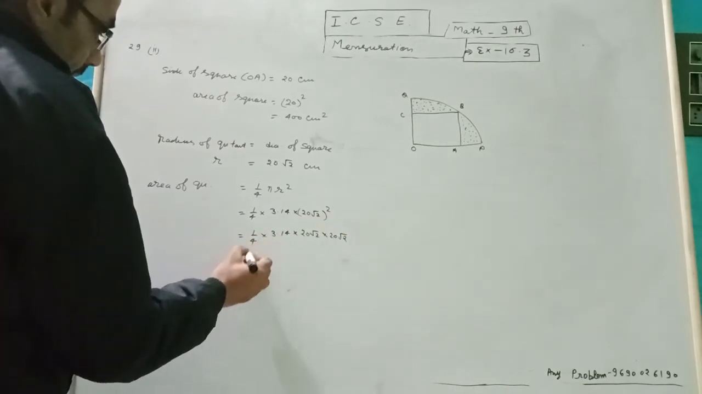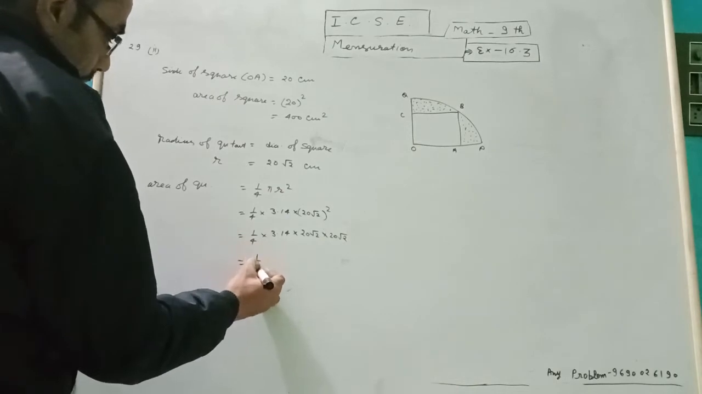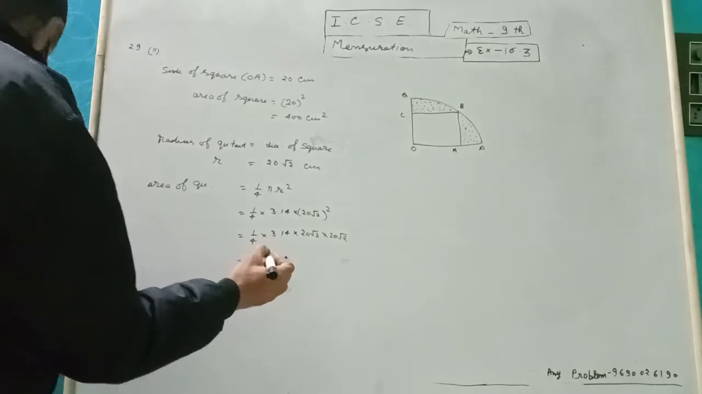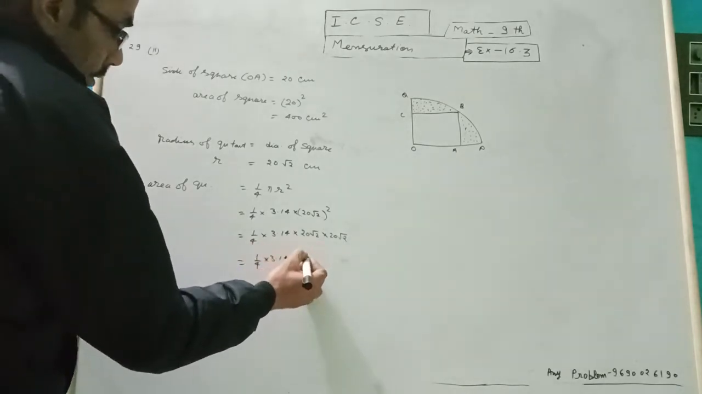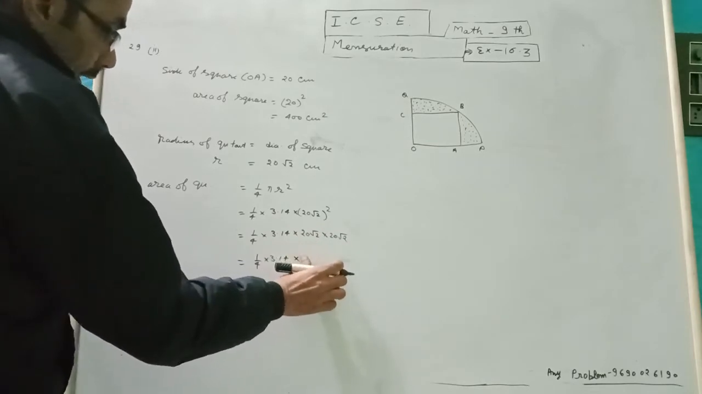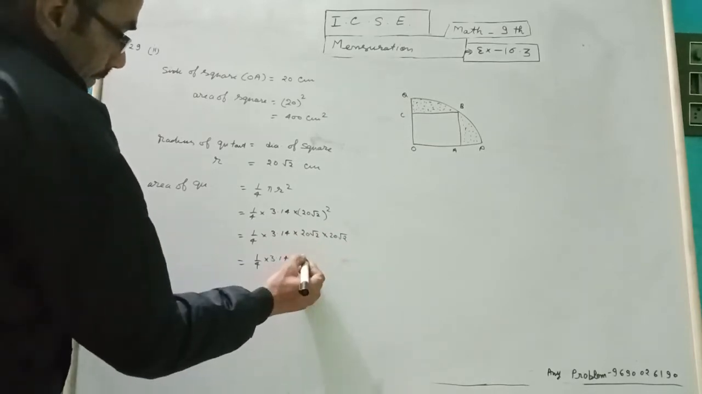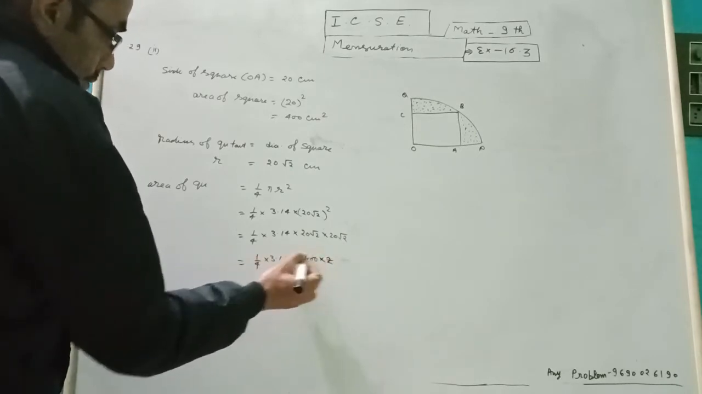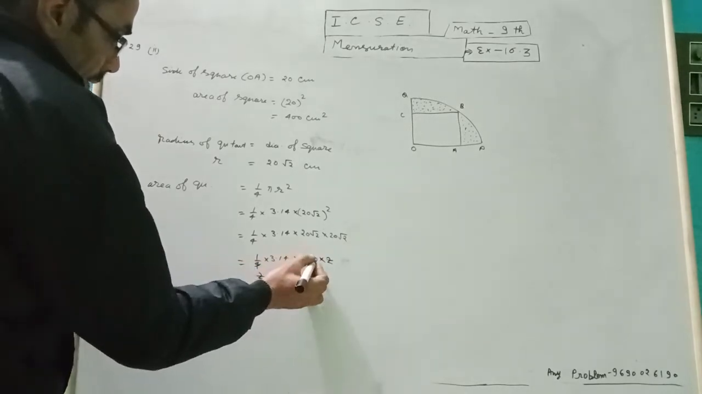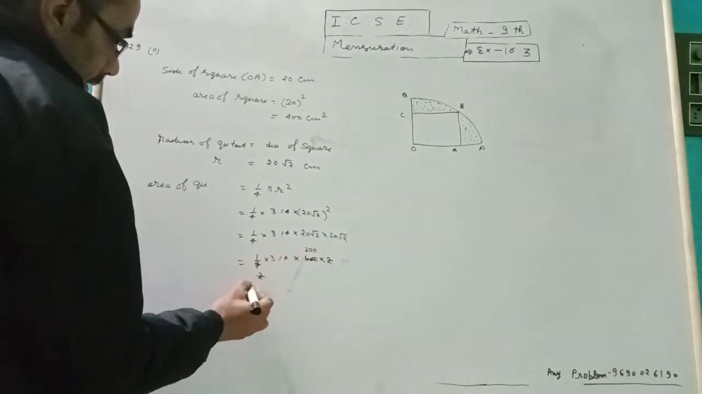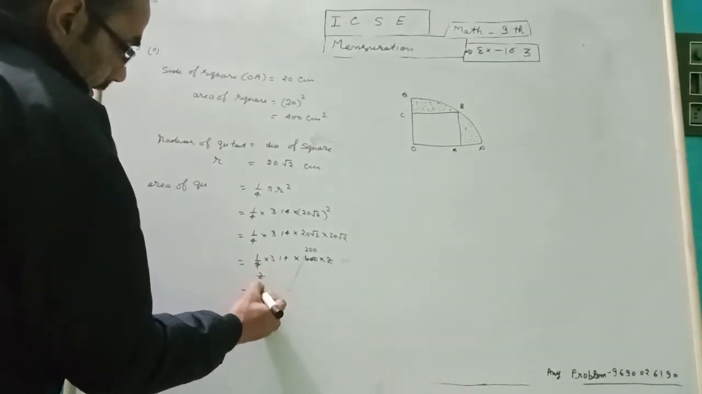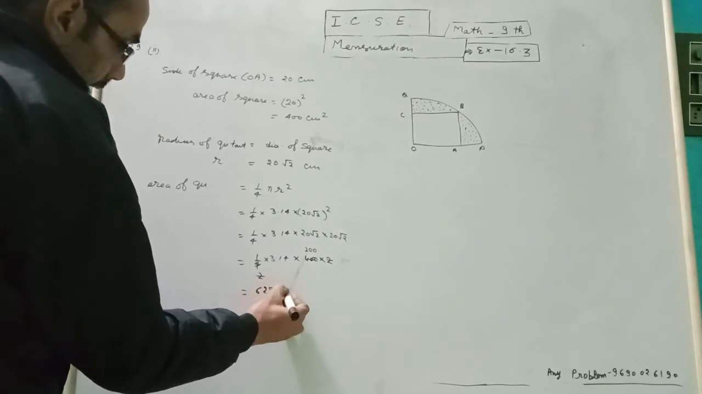After multiply: 1/4 into 3.14 into 20 into 20, which is 400, into 2. 2 divided by 4, 2 divided by 400. After multiply, 628 cm square.